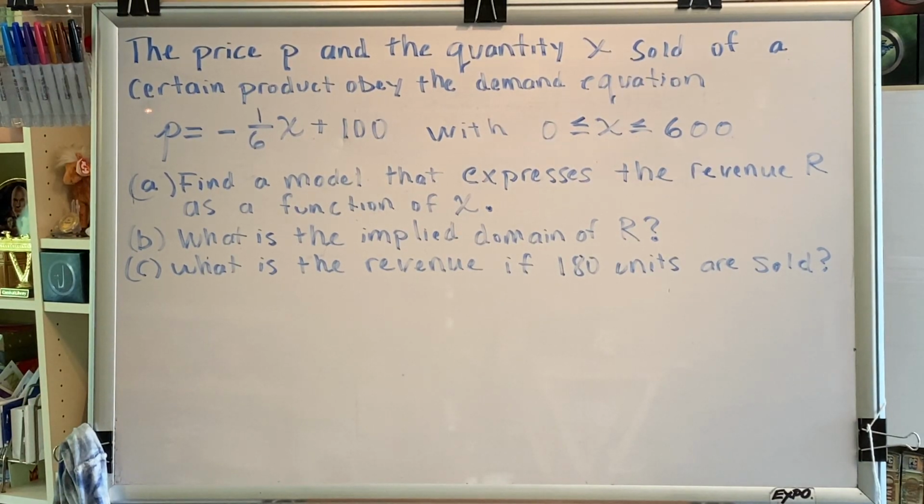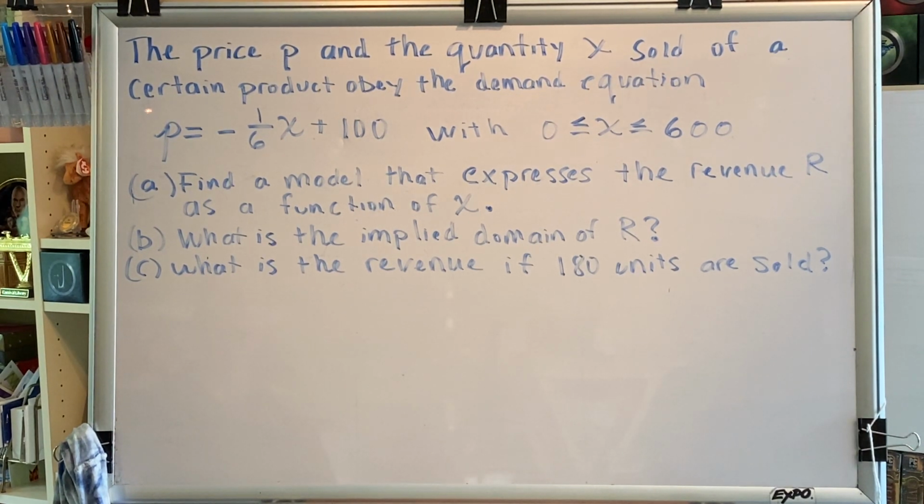The topic of this video is building quadratic models from verbal descriptions, economic models. Let's look at a problem. The price P and the quantity X sold of a certain product obey the demand equation P equals negative 1/6 X plus 100, with 0 less than or equal to X less than or equal to 600.